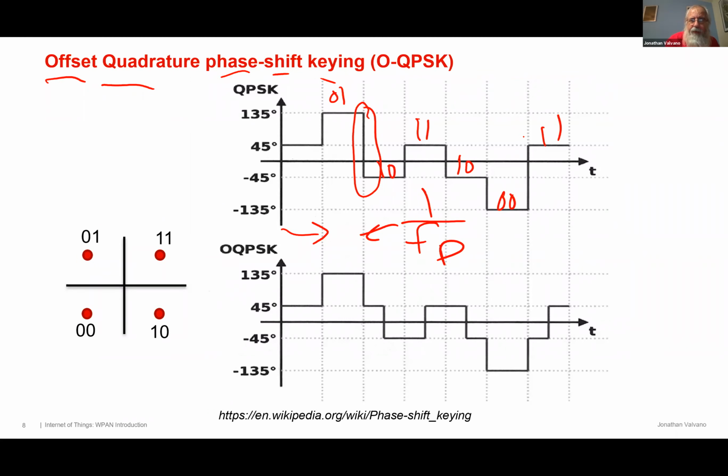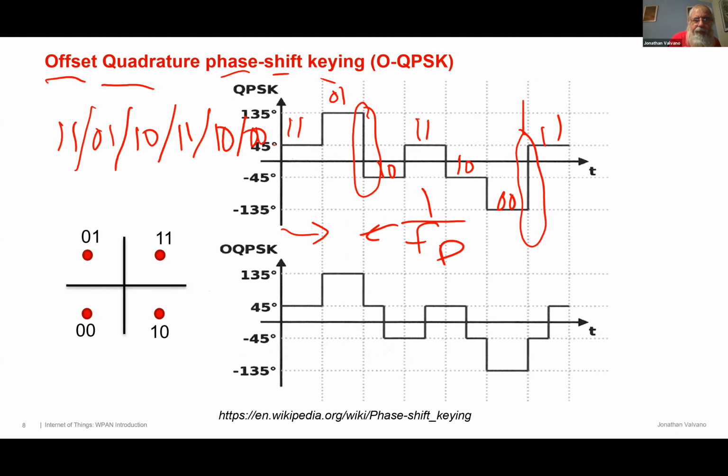So this one here, see this? This is the bit stream, right? 0/1, right? This is the bit stream. 1/1/1/0/1/1, right? The bit stream here is 1/1/0/1/1/0. Just an example, right? It's an example. Okay, that's the bit stream. And when you encode it with a quadrature phase shift key, you have a sine wave, a cosine wave that goes from a phase of 45 to a phase of 135 down to a phase of minus 45.